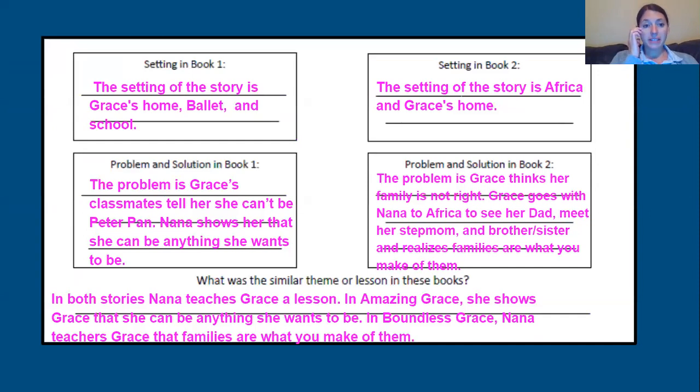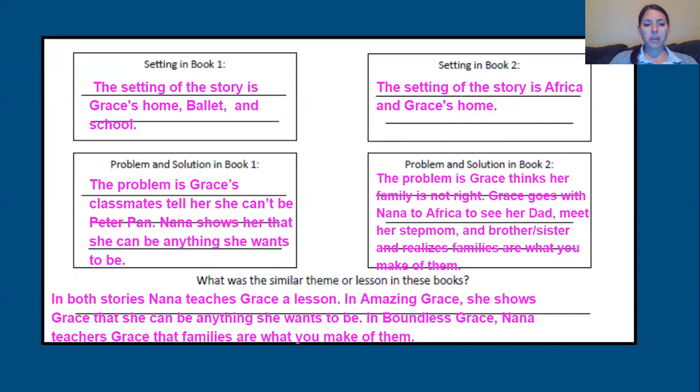In Amazing Grace, the setting of the story is at Grace's house, ballet, and school. In Boundless Grace, the setting of the story is in Africa and Grace's home. So we can see a similarity is that in both stories, the setting was in Grace's home for part of the story. The problem and solution in Amazing Grace.